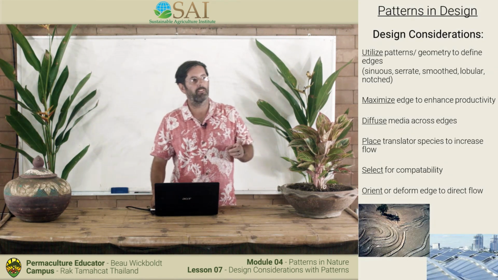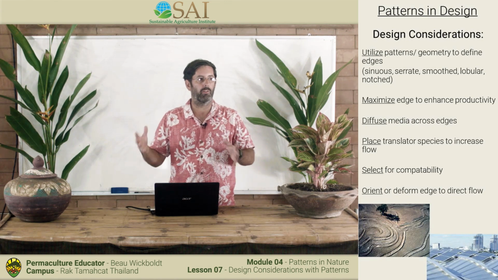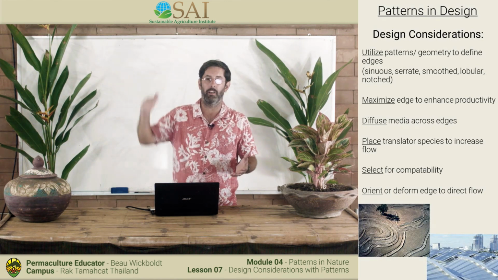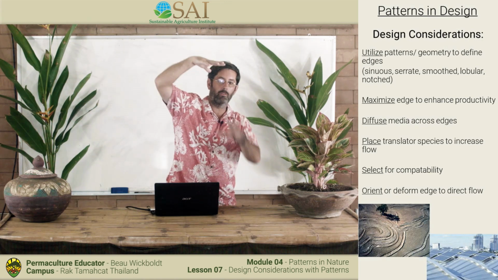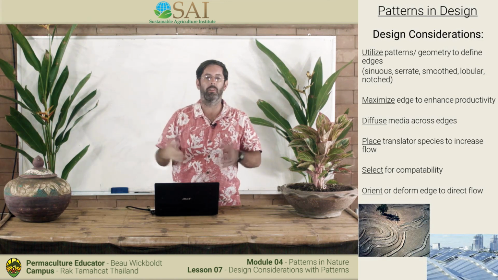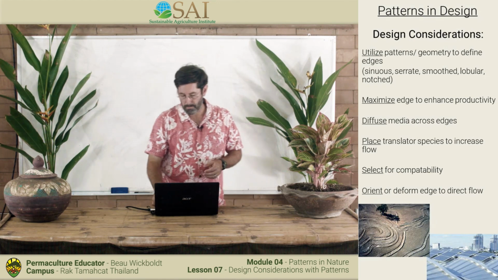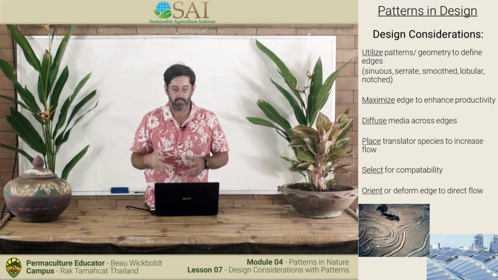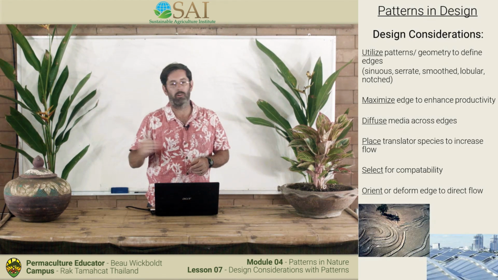Select for compatibility. Be careful that some species don't like to live next to another species. One may be a dominant canopy species, and it will overshadow, take the sun from the subspecies, so that will not be compatible. And orient things to deform or deflect flow.